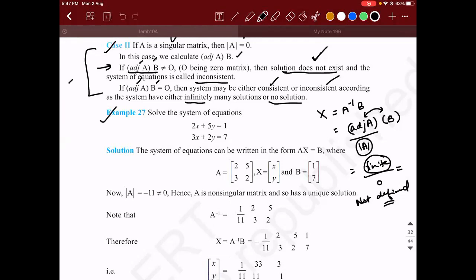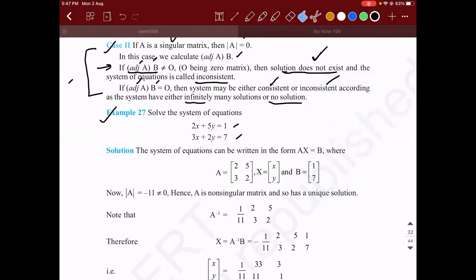Now we will solve the system of equations 2x plus 5y is equal to 1 and 3x plus 2y is equal to 7. So what is the coefficient matrix? 2, 5, 3, 2.